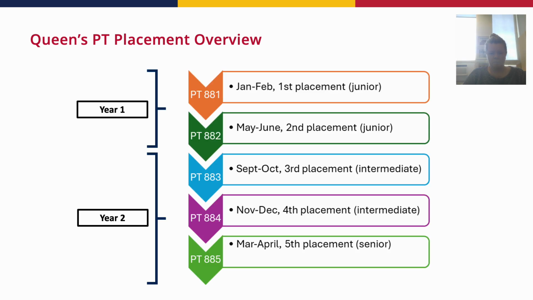As mentioned before, there are 5 clinical placements in the physiotherapy program. Year 1, students will participate in 2 clinical placements. The first is called PT 881, and that takes place in January and February after the student's first academic block. They'll complete their second placement in May and June, PT 882. In the second year of the program, students will complete 3 placements. The first is PT 883, which takes place in September and October, and then immediately following that, the students will complete their 4th clinical placement in November and December. The student's final senior clinical placement takes place in March and April.